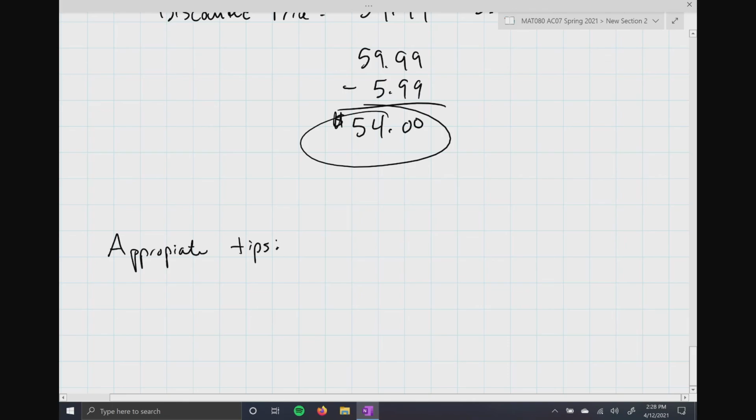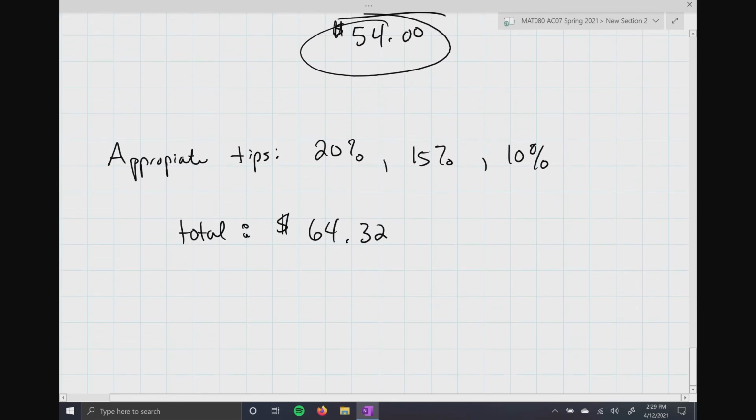All right, now it's up to you. Doesn't matter to me, okay? You tip what you think is fair. However, normally people tip around 20, 15, and 10%. Okay? Like I said, it's up to you. The easiest way to do this is to just look at your total. So let's say your total bill was $64.32. So you had a really nice dinner. To me, that's an expensive dinner. That's a lot of money for dinner.